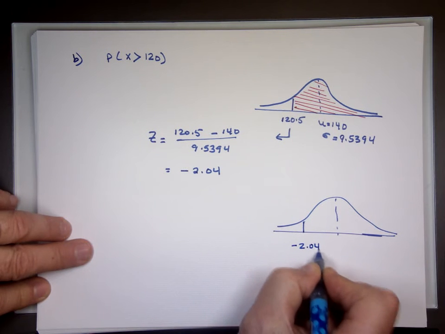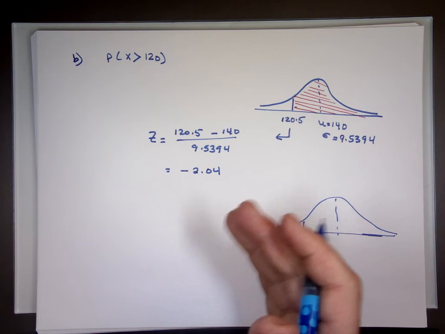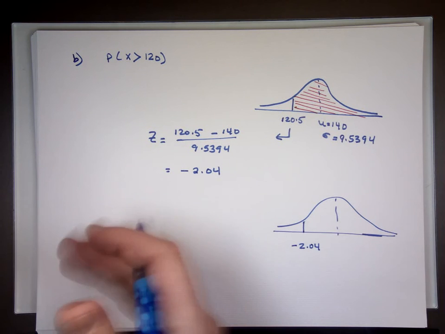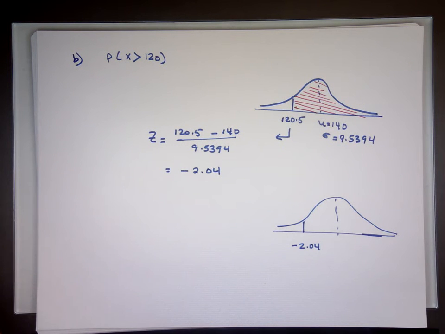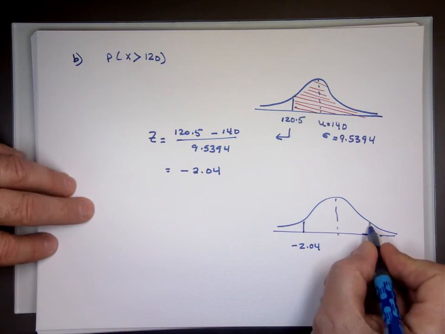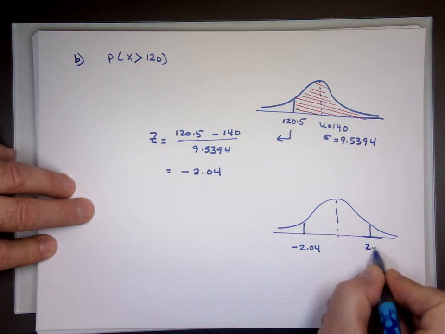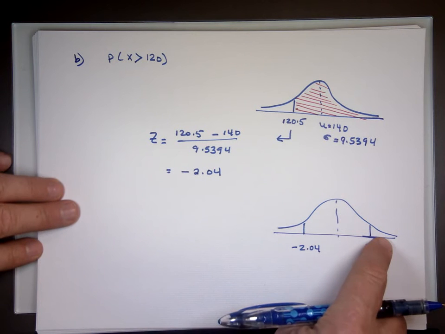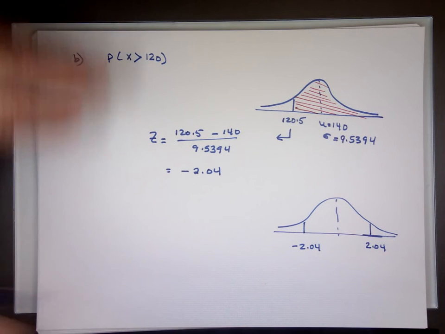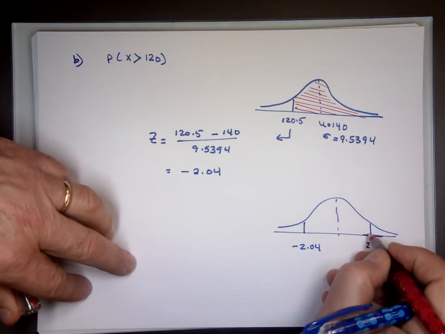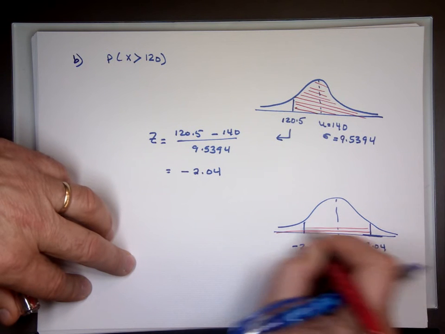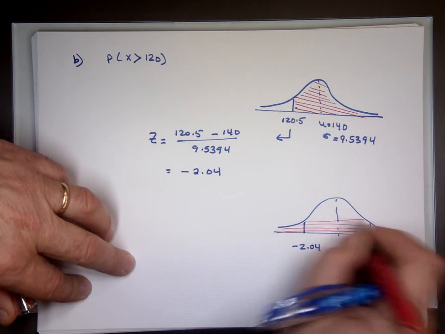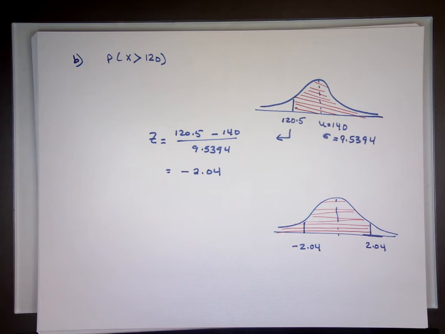Well, if I look on the negative value, I'm going to get the area to the left. I can do 1 minus that. Or I can find the positive 2.04 because it's symmetric. This area is the same as that one. So if I look at the 2.04 and look to the left of that, I don't have to do 1 minus that. There's nothing wrong with 1 minus. I just don't want to do any extra math.